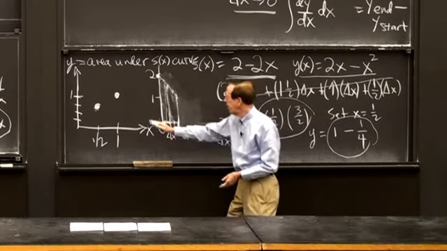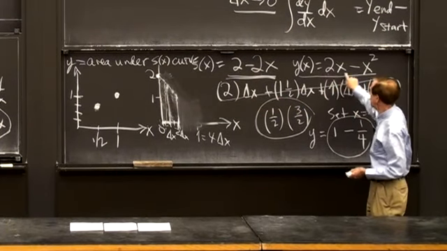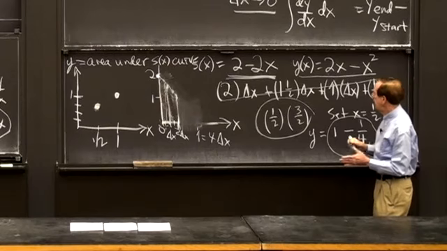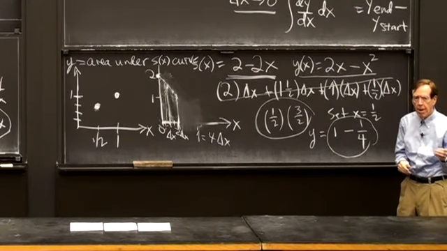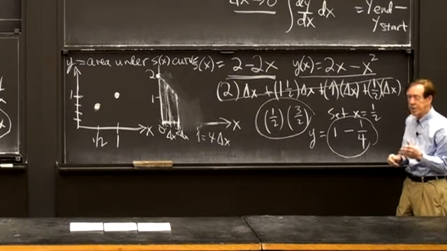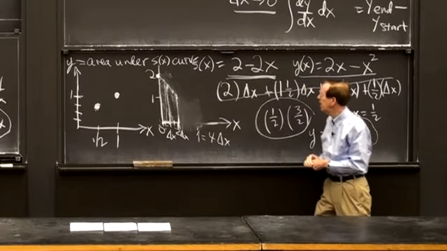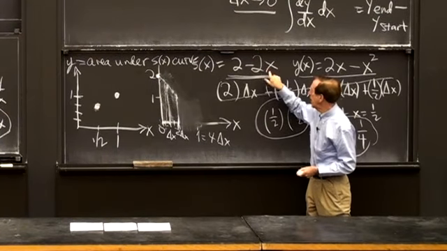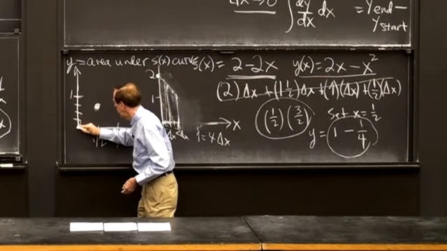So what does my graph look like? What does the graph of that look like? Its slope at the start, what's the slope at the start? The slope at the start is s at the start. And when x is 0, the slope is 2. So it starts out with a slope of 2.